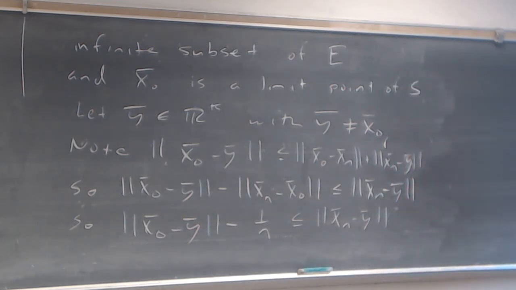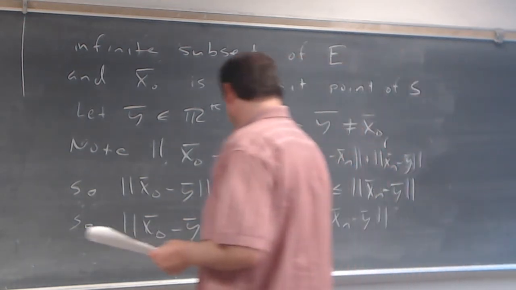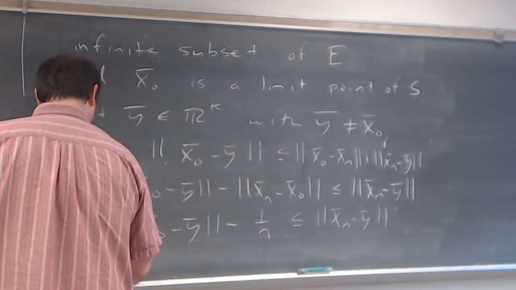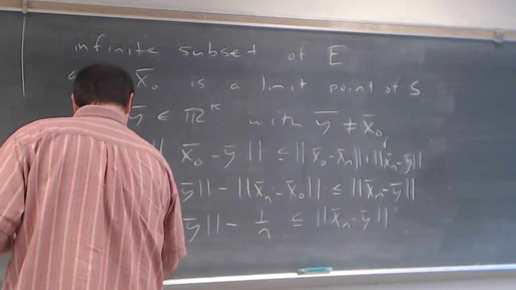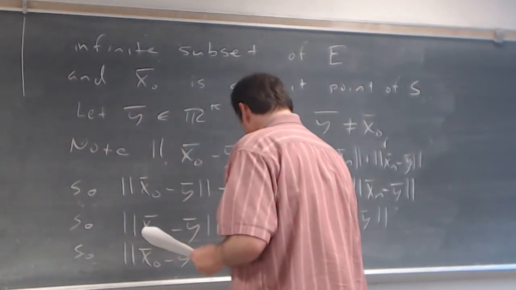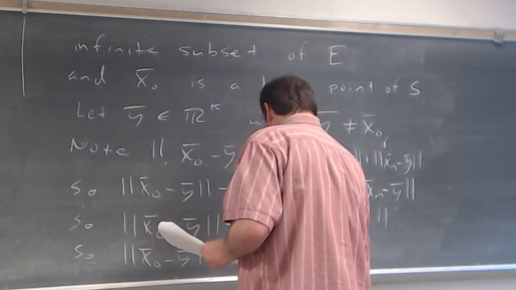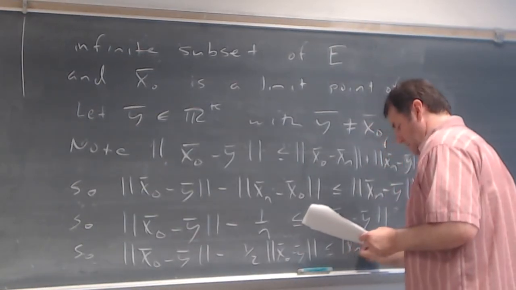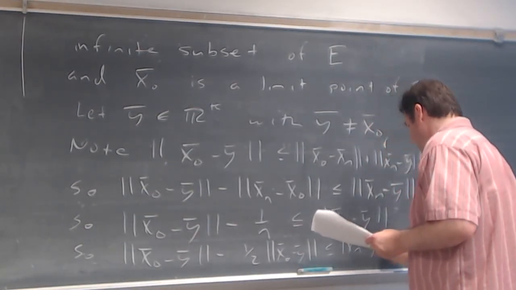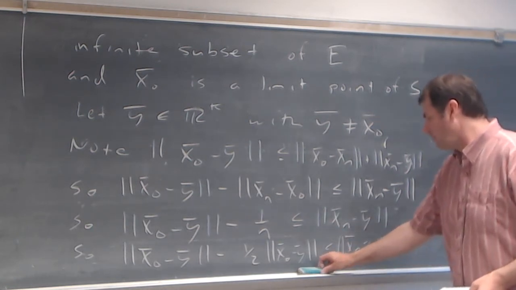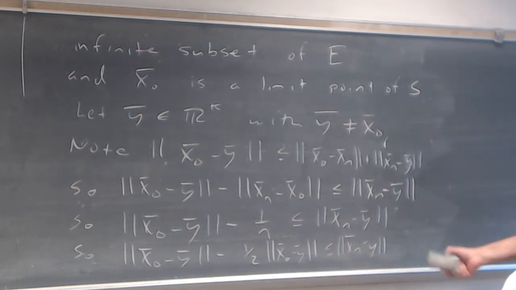Now, what you do is you pick n big enough that 1 over n is smaller than 1/2 the distance between x sub naught and y. So what I'll write is, we'll have the distance between x sub naught and y minus 1/2 the distance between x sub naught and y is going to be less than or equal to the distance between x sub n and y. And this isn't always true. It's true for n big enough. So the only time that it might not be true is for finitely many n.